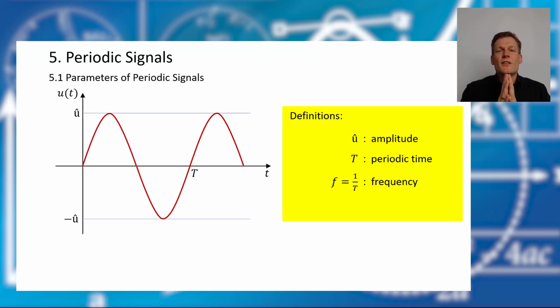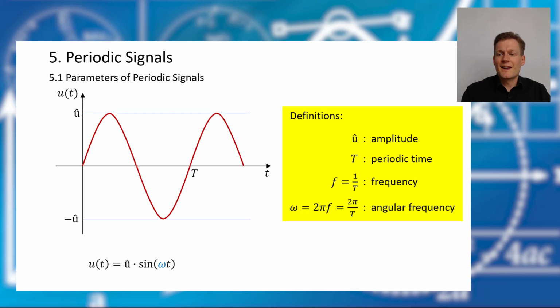Okay, and then there is another definition for the frequency, and it is called angular frequency. It's just 2 pi times f. And why do we use that? 2 pi f, or 2 pi divided by capital T. I'm sure you have seen it before. If we define a voltage, we often write it like this. The voltage is the amplitude times sinus of omega t.